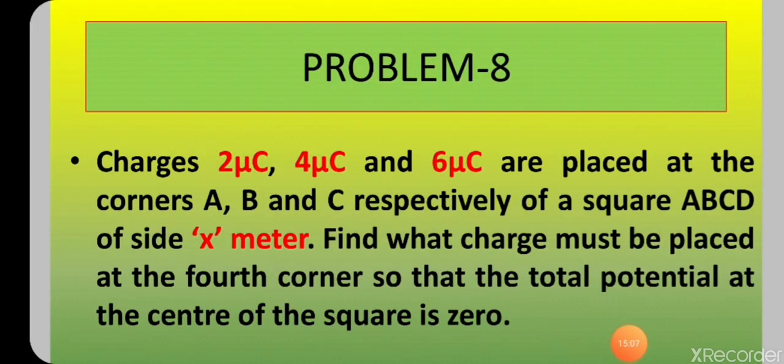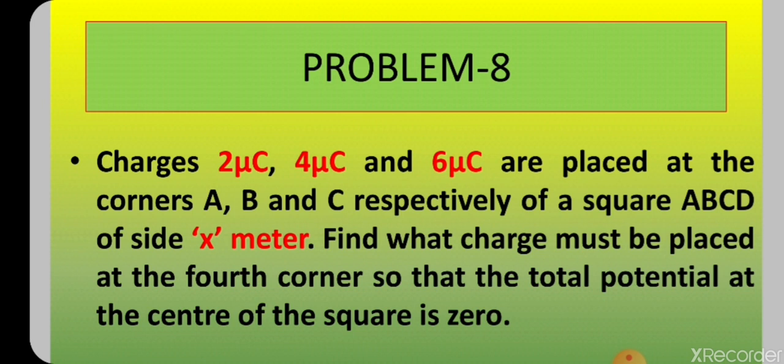Look at problem 8. Next one, a little important, and we studied similar problems in the first chapter too. Charges of 2 microcoulomb, 4 microcoulomb and 6 microcoulomb are placed at the corners A, B, C respectively of a square ABCD of side x meter. Find what charge must be placed at the fourth corner. We don't know what the fourth charge should be.